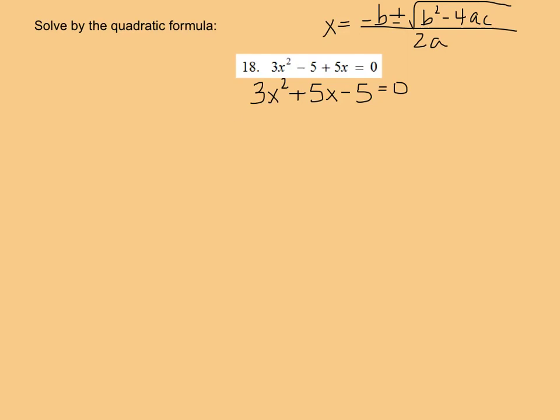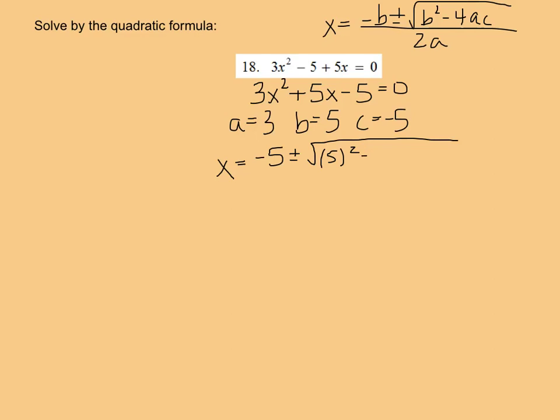Now I can identify A, B, and C. A is 3, B is 5, C is negative 5, and I'm going to plug in. Make sure you use your parentheses here. Okay, just like every other problem, we could put this into our calculator, or we can drag it over here to work on it on our own.